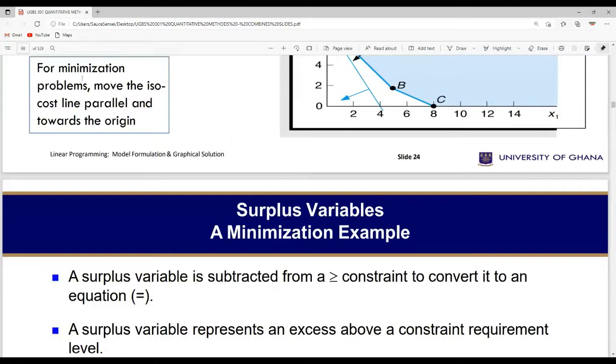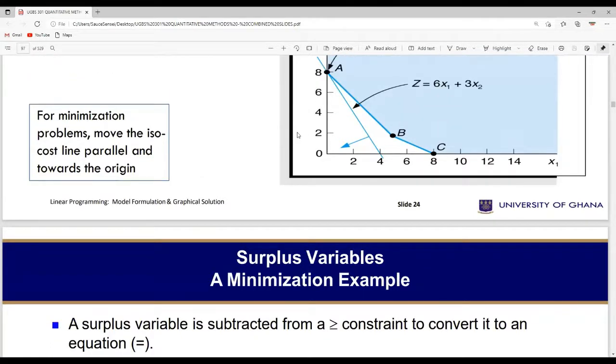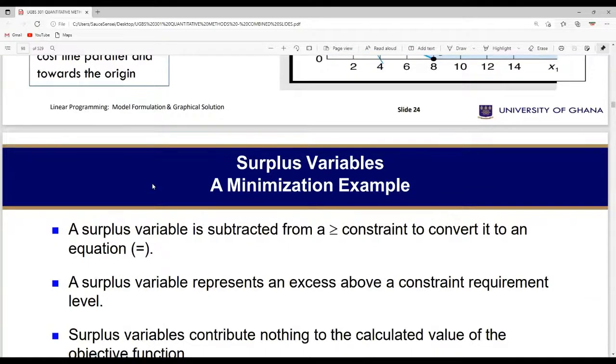So for minimization problem, move the ISO, the profit ISO on something. I said I don't want to teach you that one because it might confuse you. You might mix them with what I taught you. So I'm teaching you only one method, that's the graphic method. Then you pick the corner point of the feasible region. Then you substitute it into the objective function.